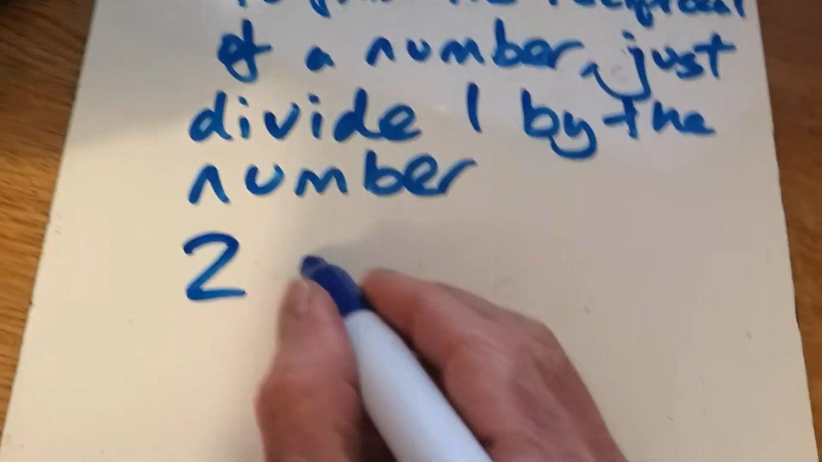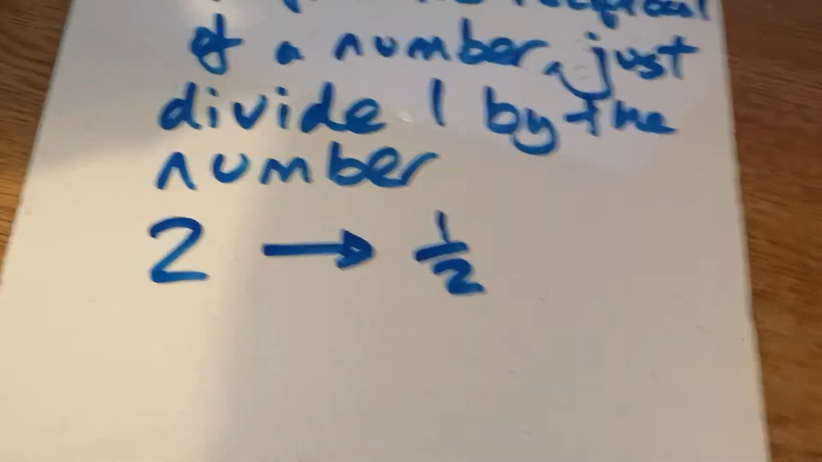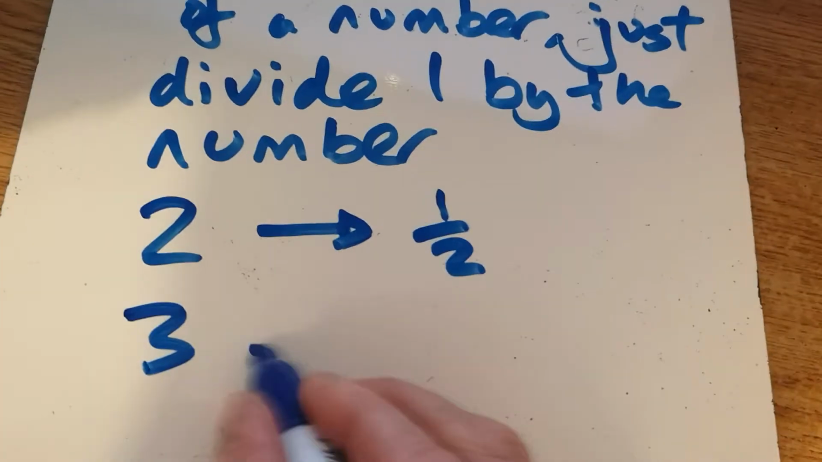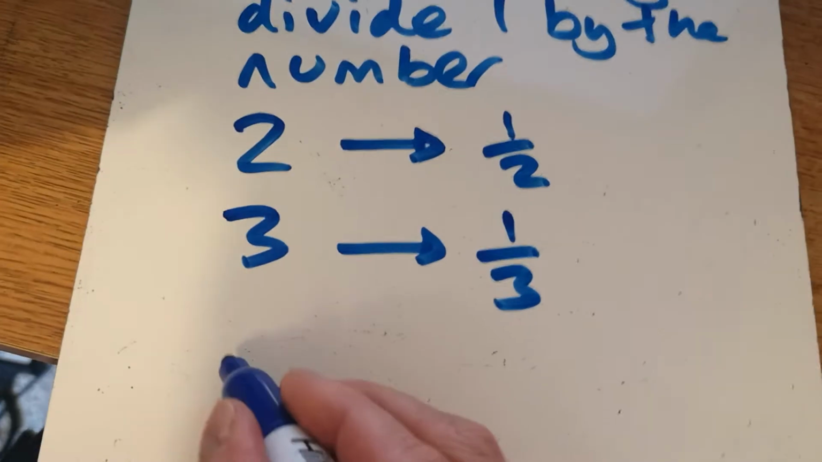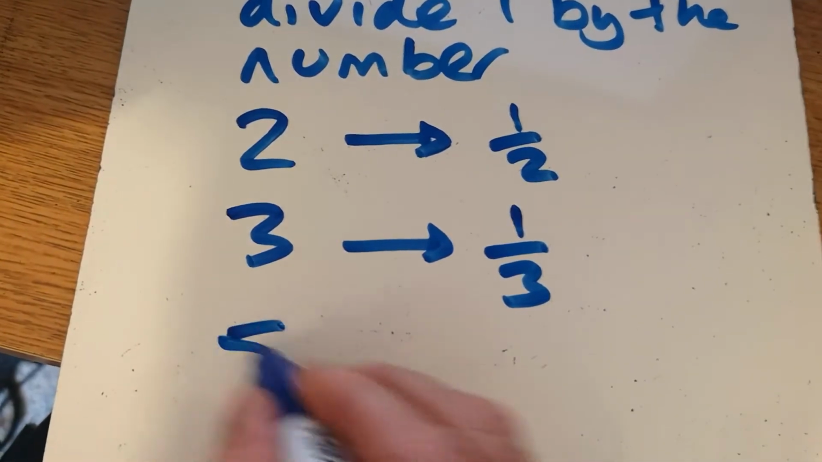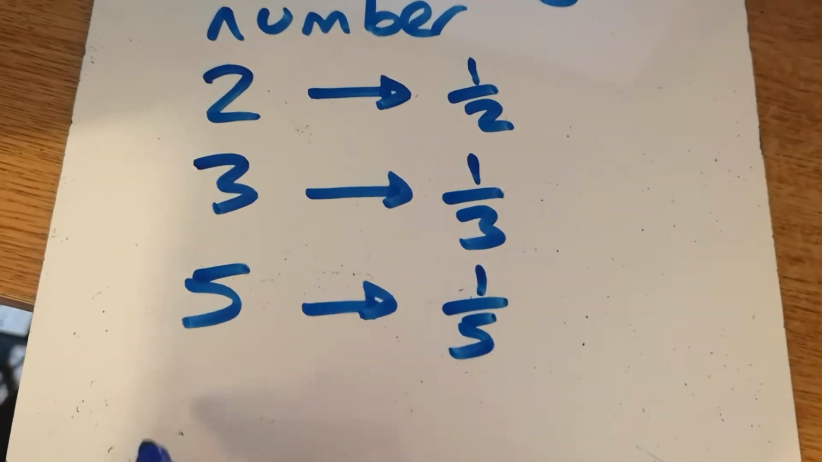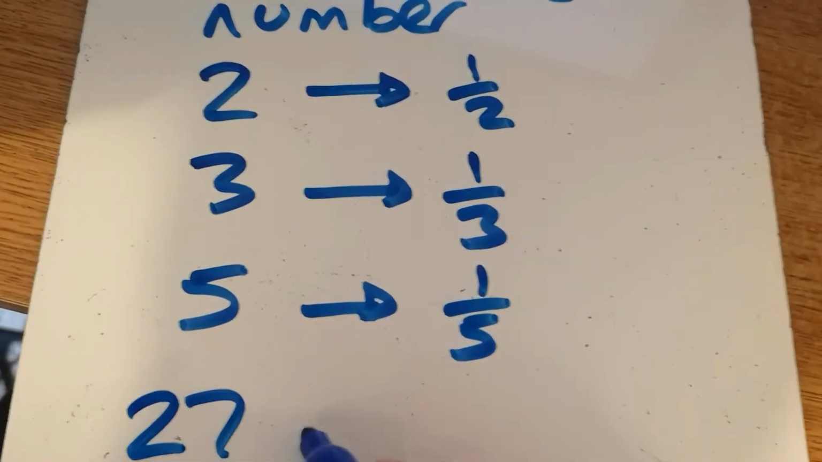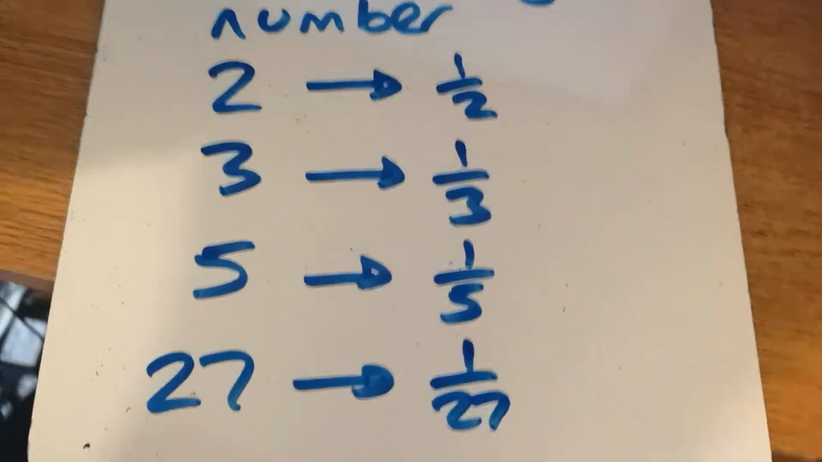So if I had something, for example, like 2, the reciprocal of 2 would just be 1 over 2. If I had 3, the reciprocal of 3 would be 1 over 3. If I had 5, the reciprocal of 5 would be 1 over 5. And if I had something even bigger like 27, the reciprocal of 27 would be 1 over 27.